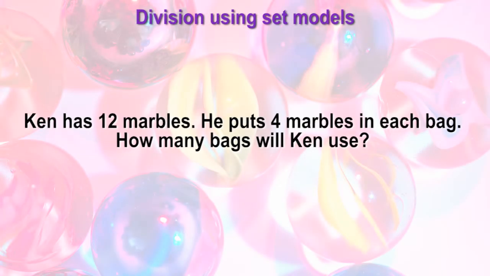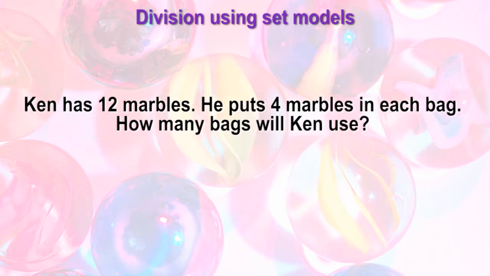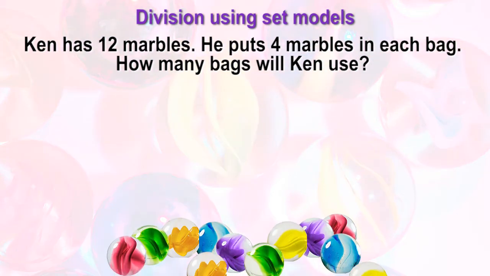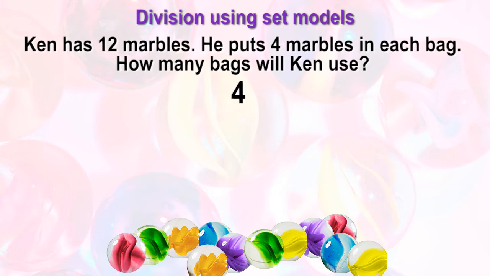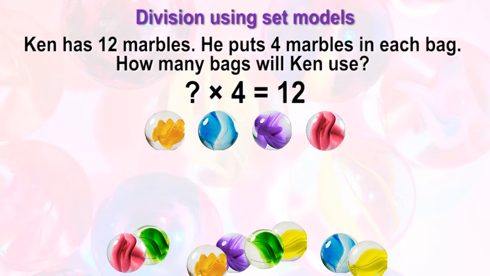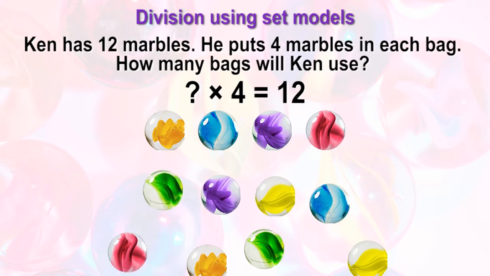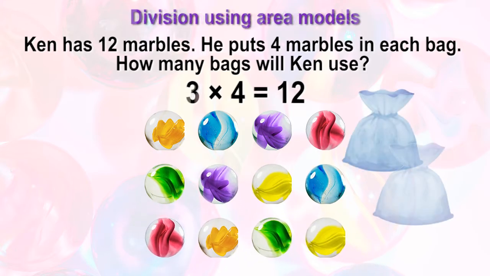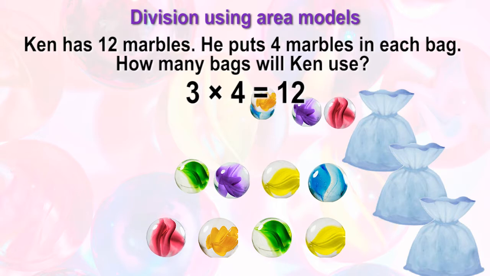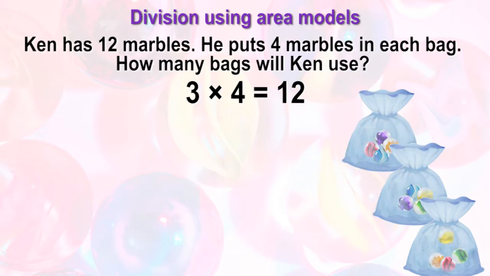Ken has 12 marbles. He puts 4 marbles in each bag. How many bags will Ken use? This problem is a quotative problem. The amount in each bag is known, and the number of groups is unknown. To model, take the 12 marbles and place 4 in a row to represent the 4 in each bag. Continue until all 12 have been used. There are 3 rows with 4 in each row. The answer is 3 bags.